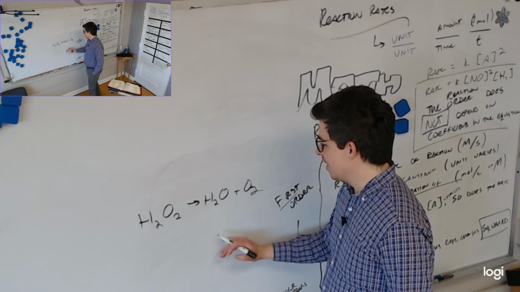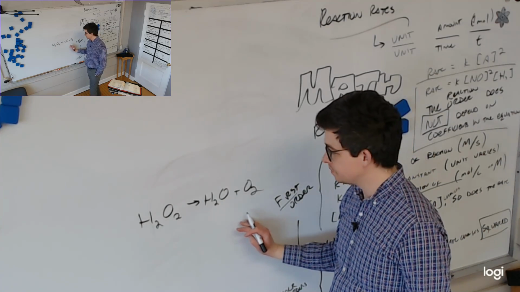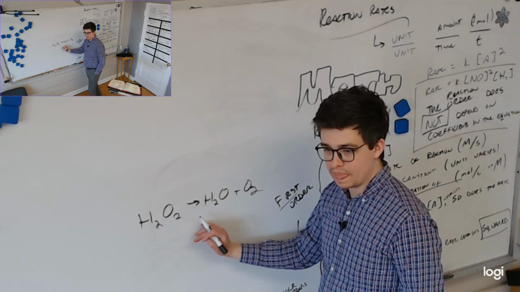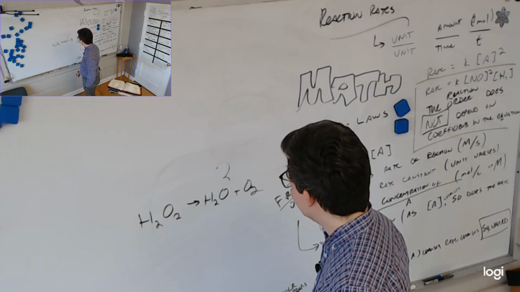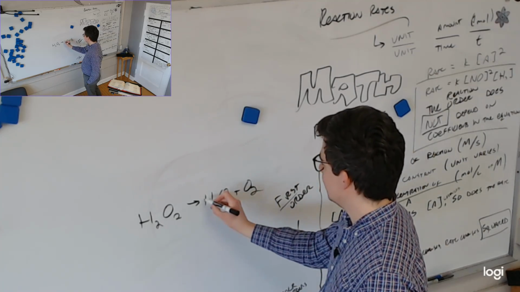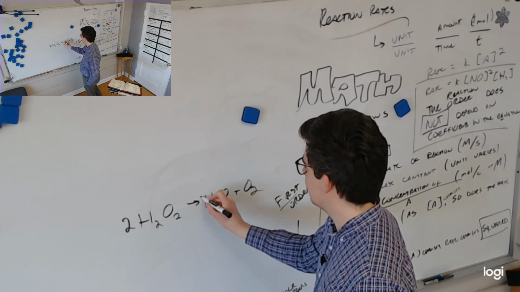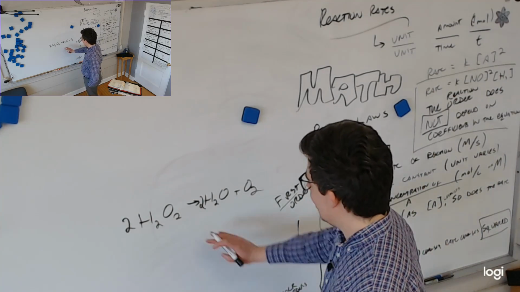Okay, anyway, over here, remember this equation? This is hydrogen peroxide just decomposing. Is this balanced? No. Let's balance it. Where do I have to put the 2? In front of the H2O2 and a 2 in front of the water. Okay, so is this balanced now? Yes.